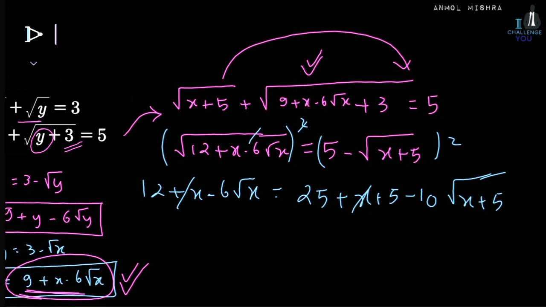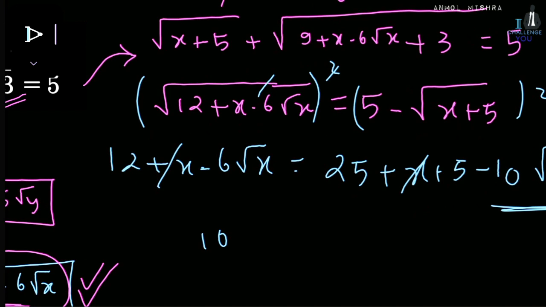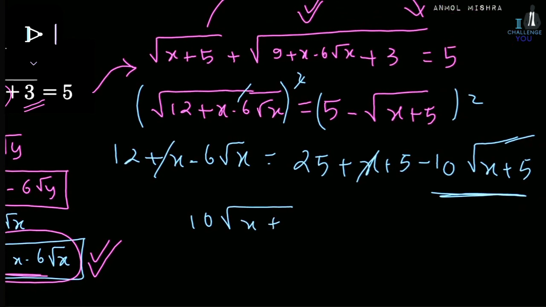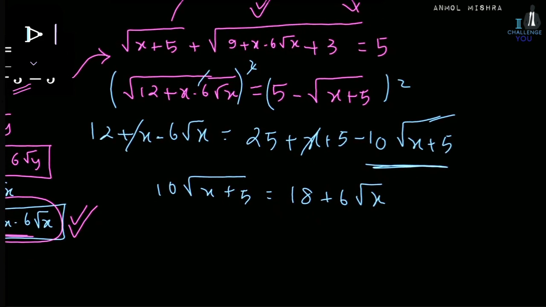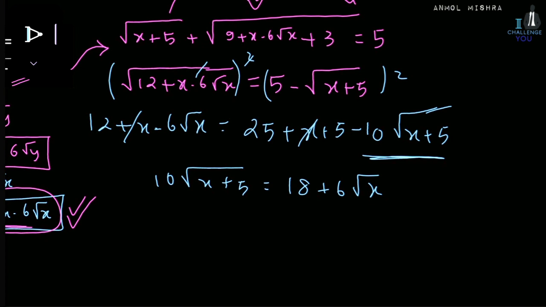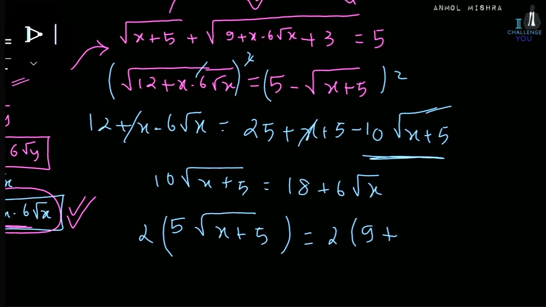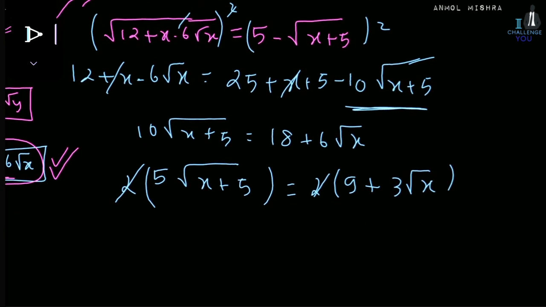If we shift this on that side, it would become 10 times root of x plus 5, and that is equal to 30 minus 12, so it would give us 18, and minus 6 root x, so it would become plus 6 root x. Now I can take 2 common from both the sides, so 5 root of x plus 5 is equal to 9 plus 3 root x. Now 2 and 2 cancel out. Now we have this equation that 5 root of x plus 5 is equal to 9 plus 3 root x.